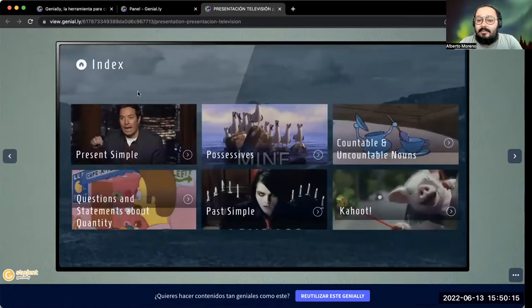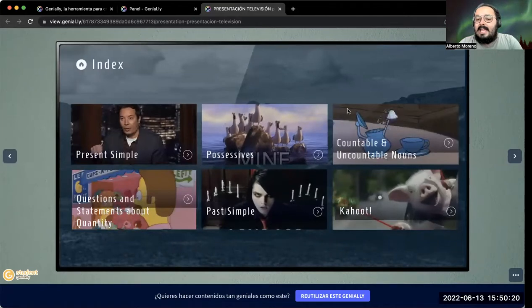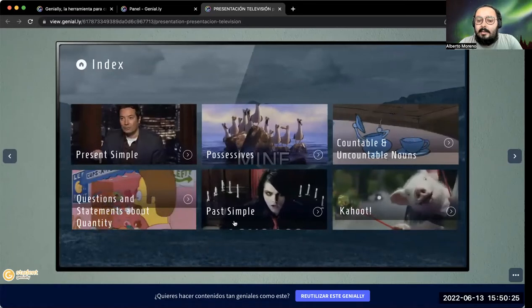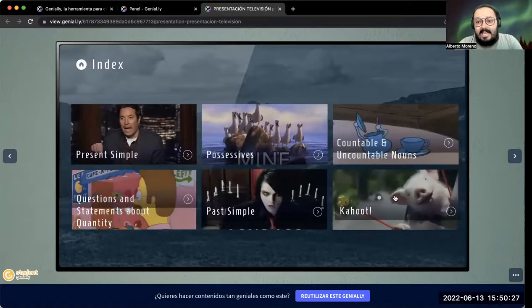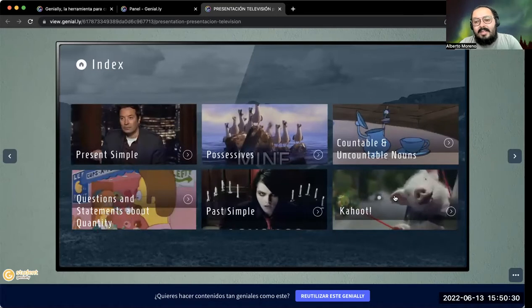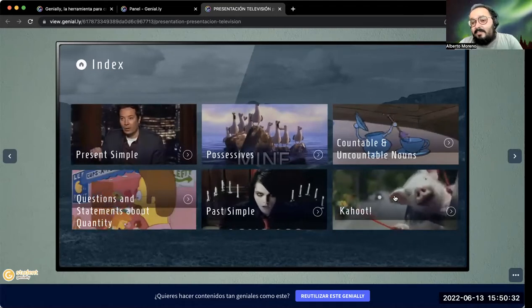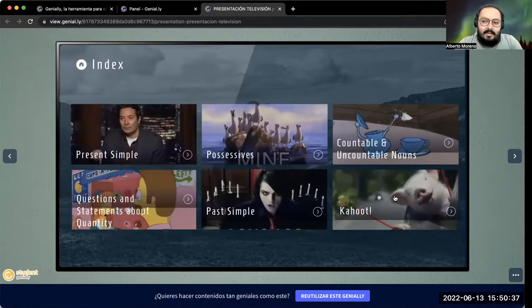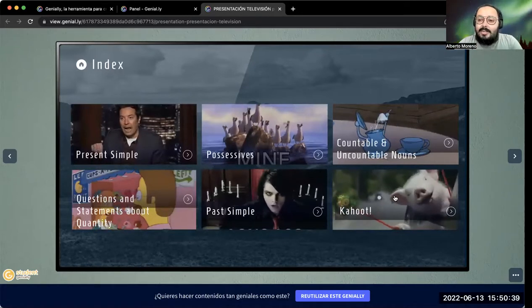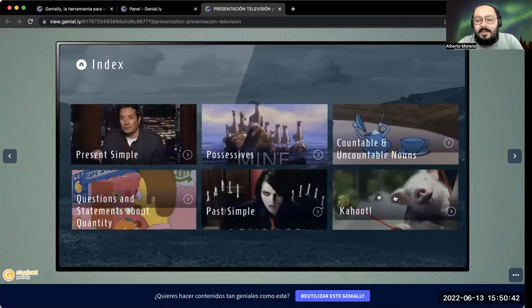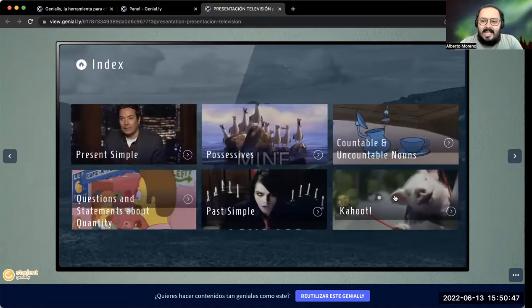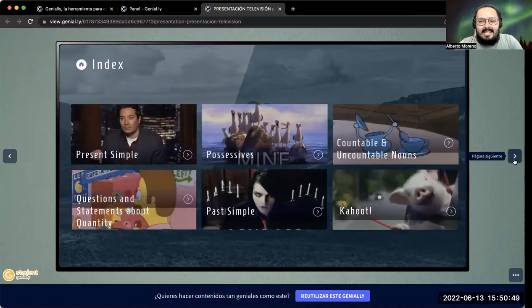So our agenda for today, we're going to start with the present simple, and then we have possessives, countable and uncountable nouns, questions and statements about quantity, past simple, and if we get enough time, we probably will do a Kahoot. Only if we get time. Remember, if we don't have time, you can do this Kahoot by yourselves through the platform. Okay, guys.